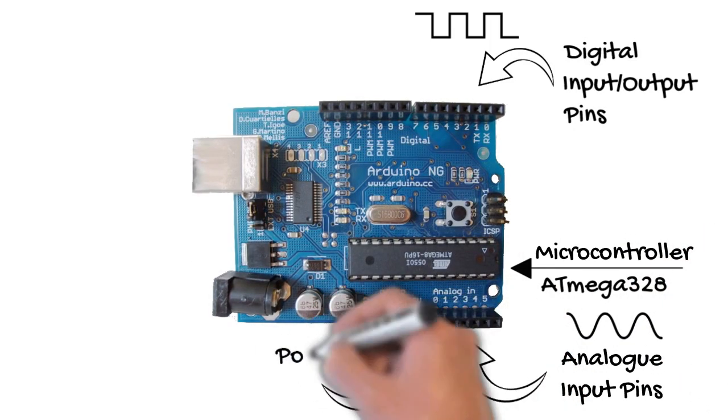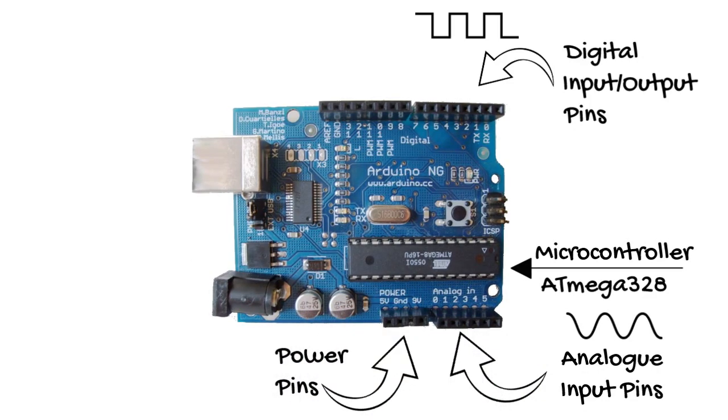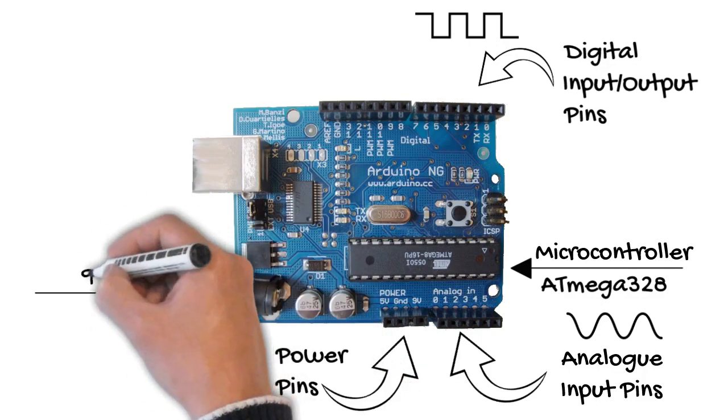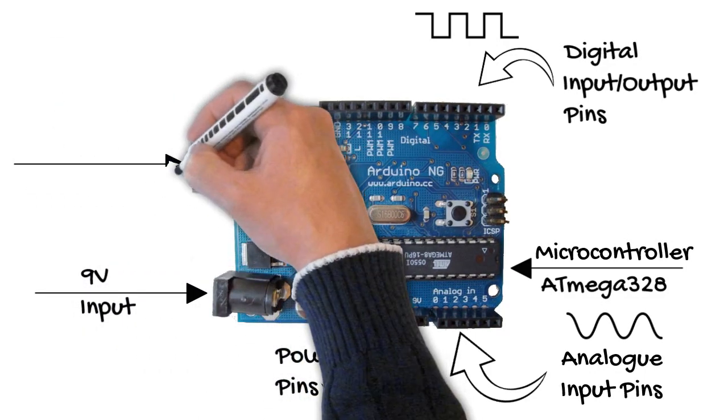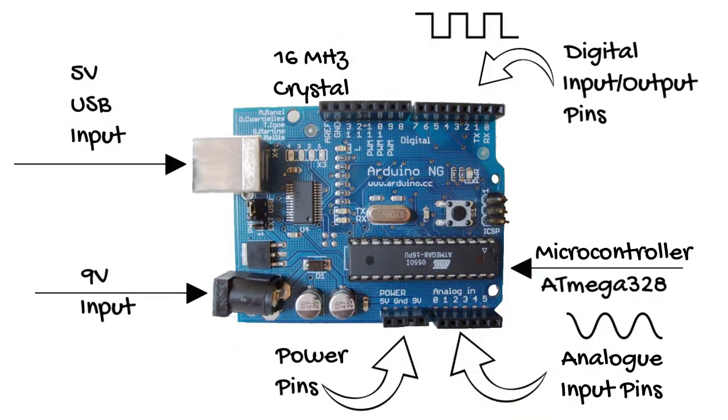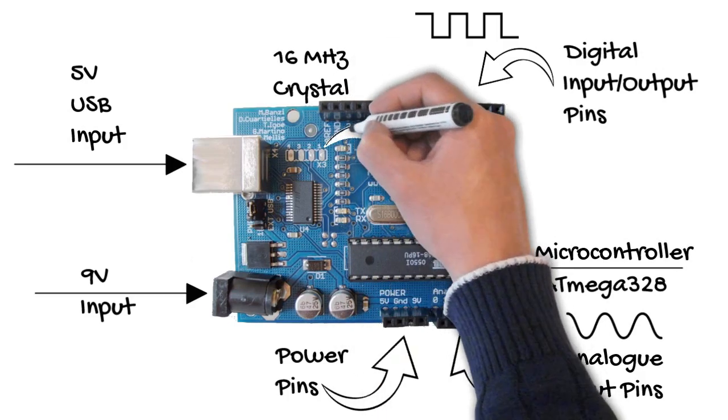Then we have power pins, 5 volts as an output, and Vin, which is one of the ways to power the Arduino. The second way to power it is through the 9-volt input jack, and the third is the 5-volt USB input, which is either connected to the computer or to a power bank. The last important feature is the 16 megahertz crystal. What this really means is that the board has a clock speed and completes 16 million oscillations in a second. So this is it for the common features of the Arduino board.